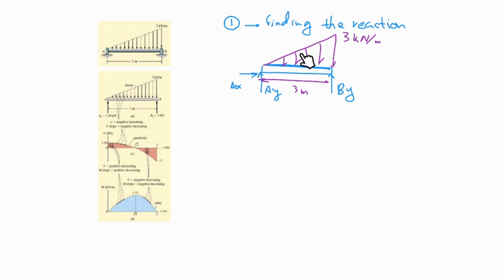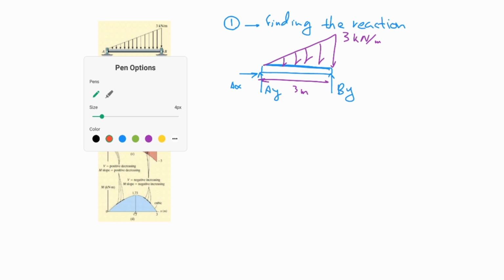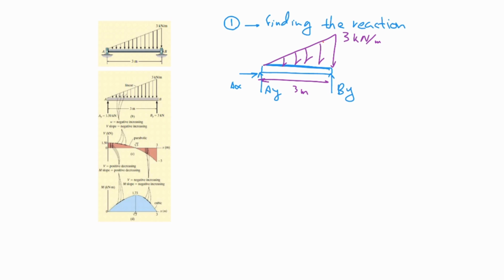Okay, we said at first we need to find these things. For finding these ones we need to replace the distributed forces with single forces, meaning that I get rid of this and I put the effect of that. What is the effect of a distributed load? Is the area under that, meaning that it's a triangle, 3 times 3 over 2, which is 9 over 2, and that would be 4.5 kN.